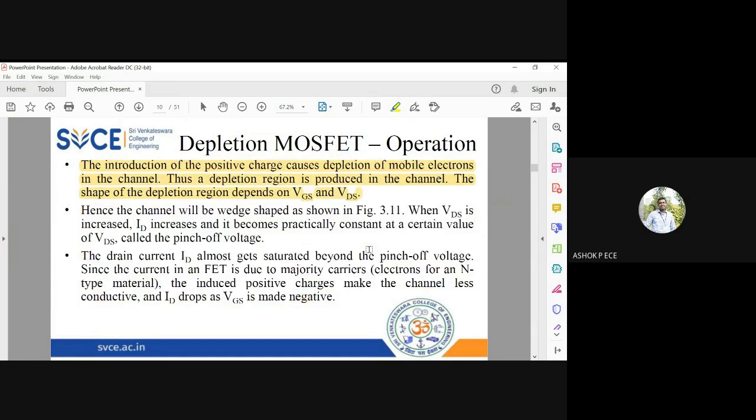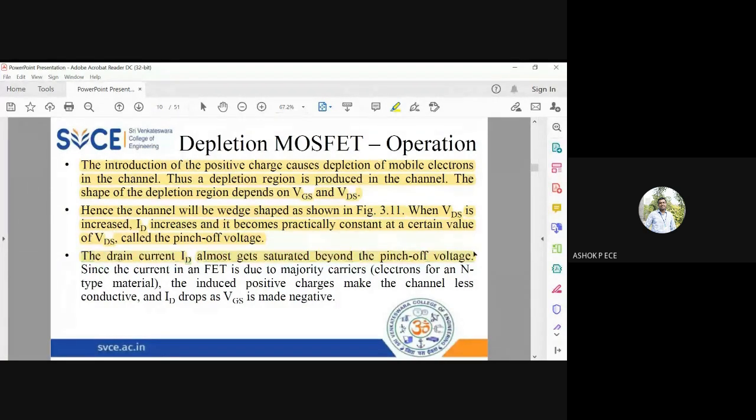Okay. The channel will be wedge shaped as shown. It is given a wedge shape, but it will be strongly dependent on VGS and VDS. So when VDS is increased, ID will increase. And at a particular value, the same thing that you have in JFET, at one particular value of VDS, the current becomes constant. That is called pinch off voltage. So beyond pinch off voltage, the drain current will not increase.